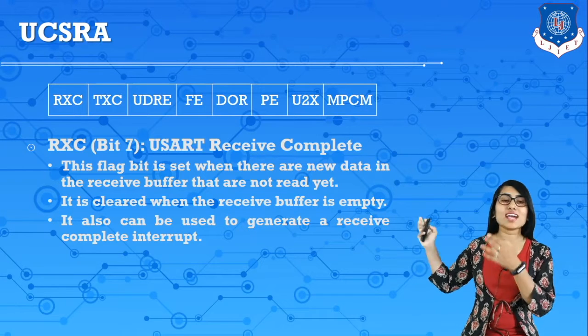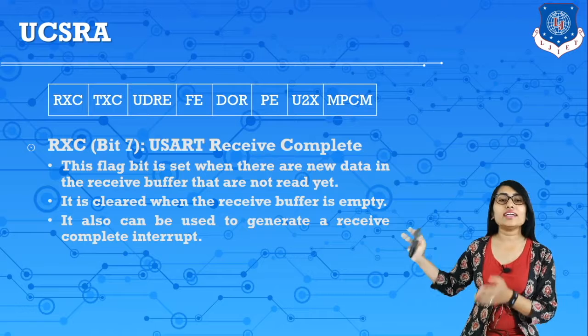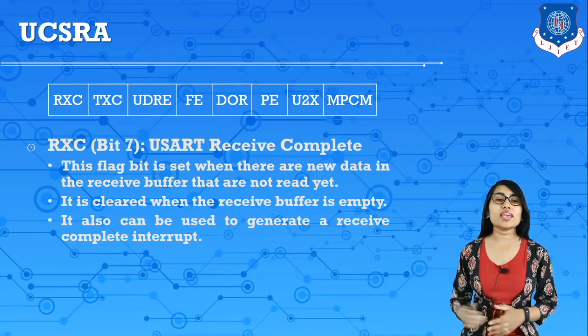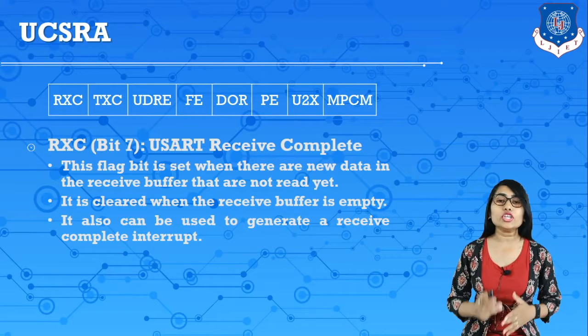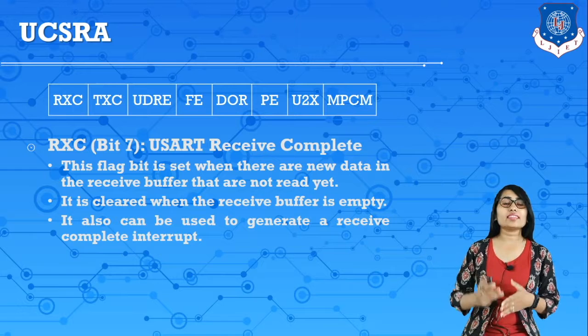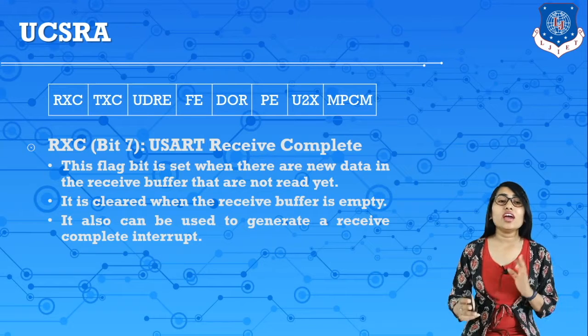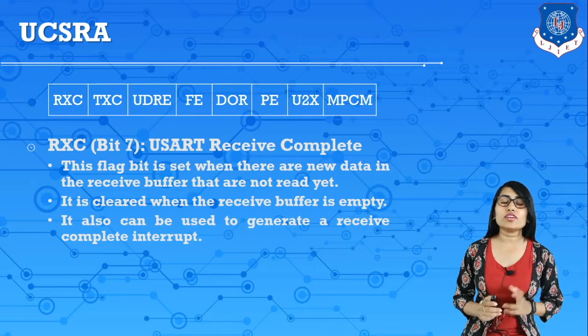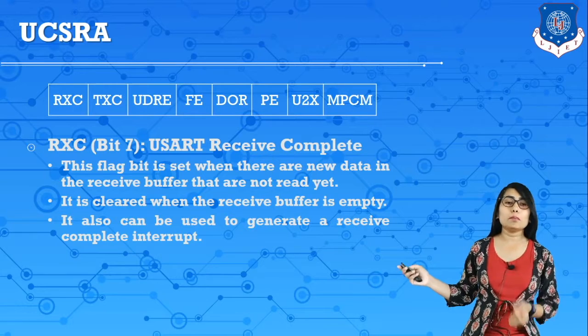First is RXC, that is USART receive complete. This flag is set when there is new data in the receive buffer that has not been read yet. It is cleared when the receive buffer is empty. It can also be used to generate a receive complete interrupt.